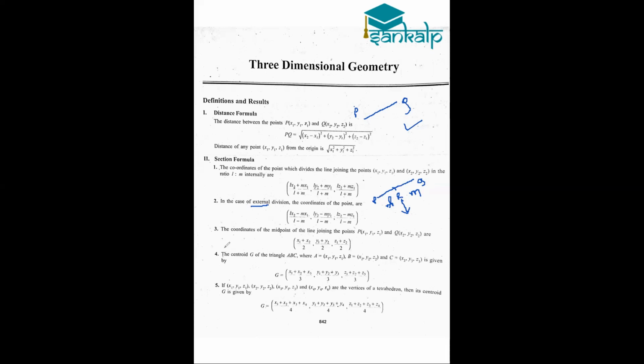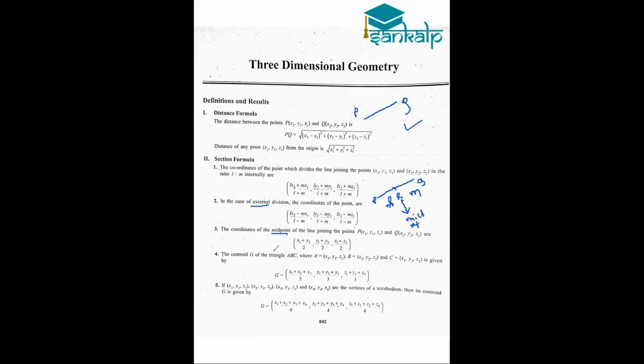When we use the formula for external division, the positive sign gets replaced with the negative sign. Next, the coordinates of the midpoint of the line joining the points P(x1, y1, z1) and Q(x2, y2, z2). When the ratio is 1:1, or when R is the midpoint of P and Q, then the coordinates are given by (x1 plus x2) upon 2, (y1 plus y2) upon 2, and (z1 plus z2) upon 2.